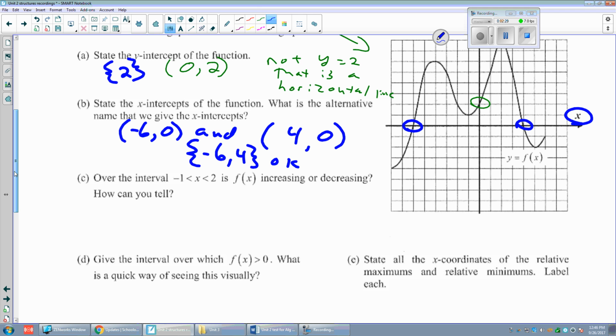Over the interval from -1 to 2, but notice not including -1, not including 2, is f of x increasing or decreasing? Well, let's get out Mr. Smiley Face. Hello, everyone. I'm Mr. Smiley Face. I am going to start at -1 on the function and go to 2. Whee! I went uphill. So it's increasing.